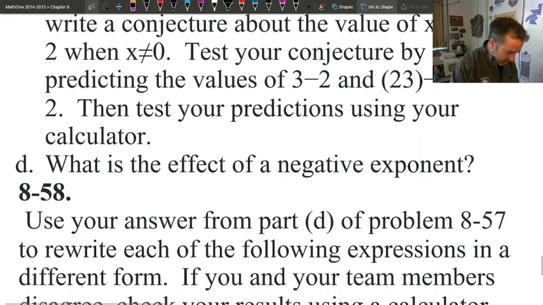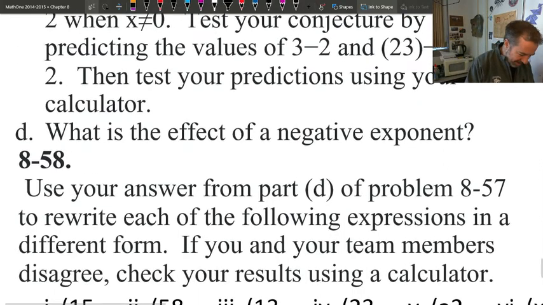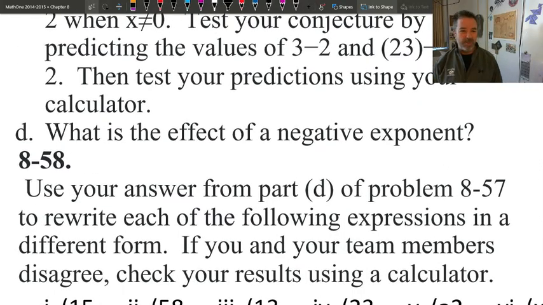At this point, there are so many typos here. This is just heartbreaking. So let's move on. I'll summarize this, and probably in your notes you should write that down. It says, what is the effect of a negative exponent? A negative exponent creates a reciprocal. And it doesn't mean that it necessarily turns a fraction into not a fraction.